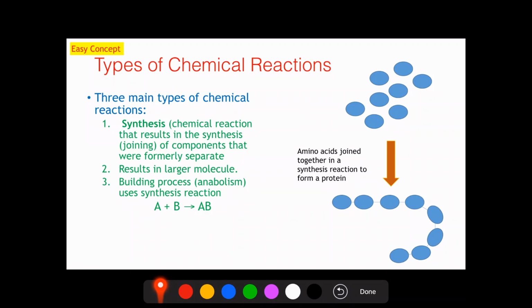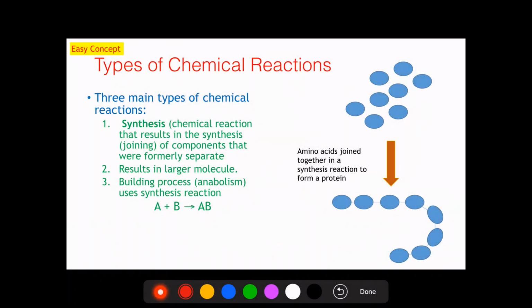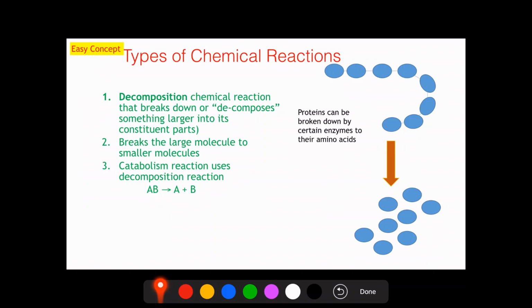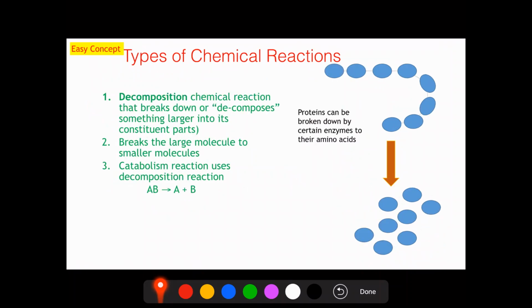Basically 3 major types. The first one is synthesis. In this chemical reaction, we are starting with small materials, and we are forming long chains of products. So basically what we are doing is starting with small molecules and forming a larger molecule. Okay, this is one type of chemical reaction.